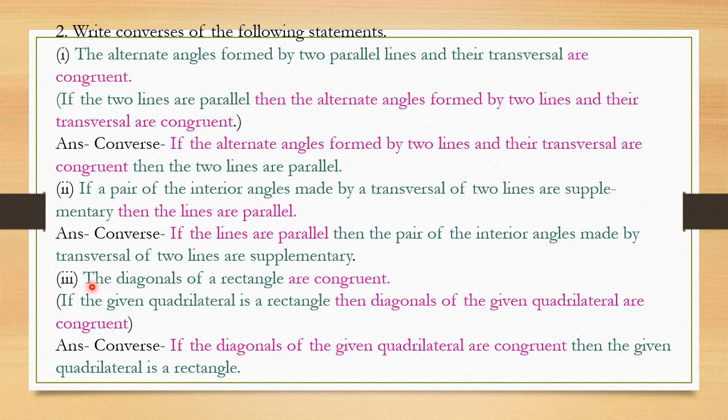Always remember, students, if a normal statement is given, first you have to convert it into if and then form by asking the question when, and then for that if and then statement you have to write down the converse. This is how you write down the converses of the given statements. Thank you.